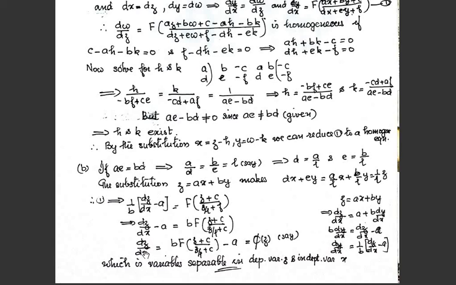So here dz by dx is equal to phi of z. So this is variables separable. Consider these two, it is variables separable. Thus if ae equal to bd, by this substitution we can make the given equation 1 a variable separable differential equation. So thank you.